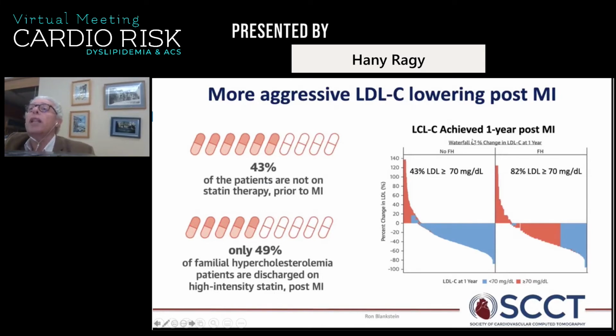And if you look at the LDL cholesterol achieved 1 year post-myocardial infarction, whether you have no familial hypercholesterolemia or familial hypercholesterolemia, where the targets are different, the rates are poor. And we have the tools to fix this.